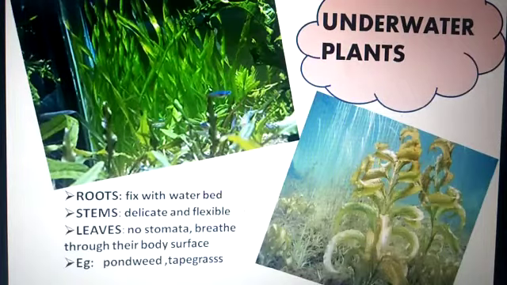Underwater plants. Their roots are fixed with the waterbed. Stems are delicate and flexible. Leaves have no stomata, but they breathe through their body surface. Pondweed and tape grass are some examples.